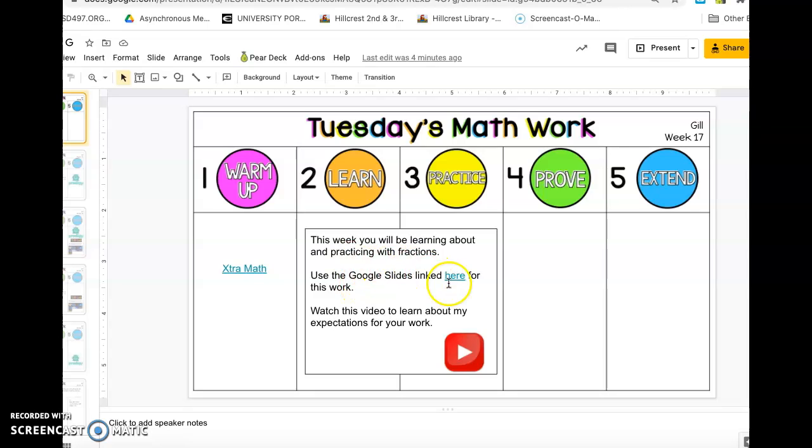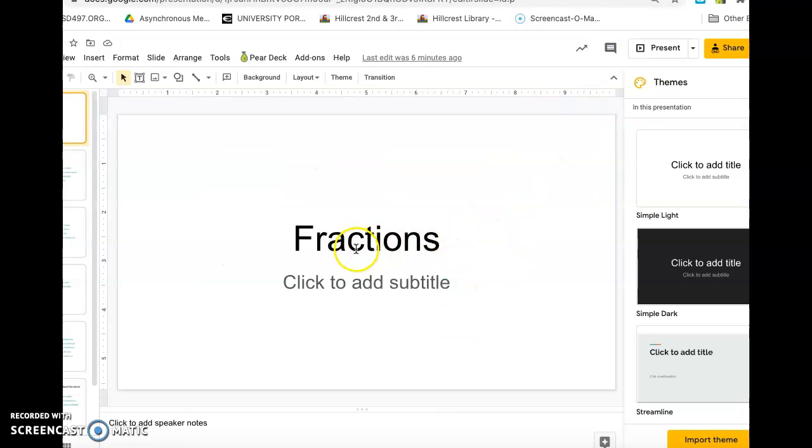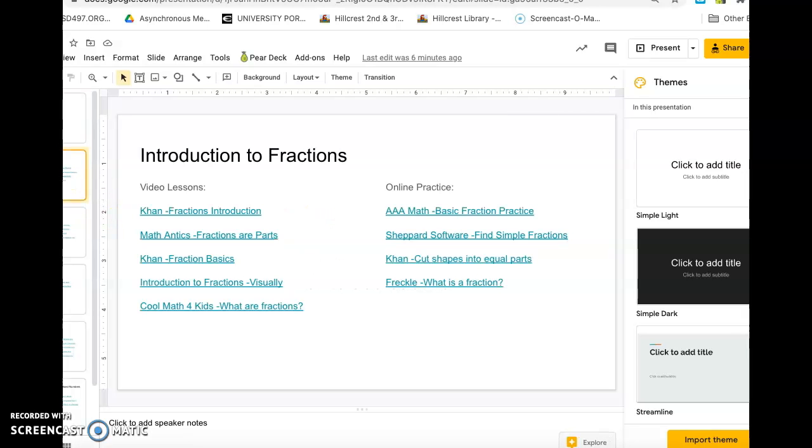You're going to use the Google Slides that are linked here. So you're going to click here to get to the Google Slides, and then you should be watching this video right now to learn about my expectations. So the Google Slides, once you click here, will open up and will look like this. And the slides are broken up into topics about fractions.